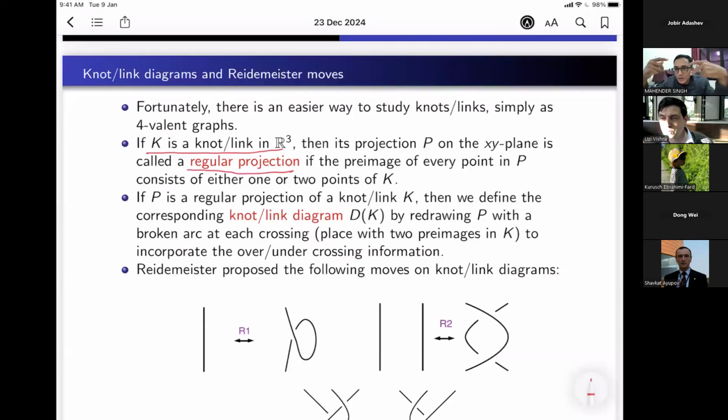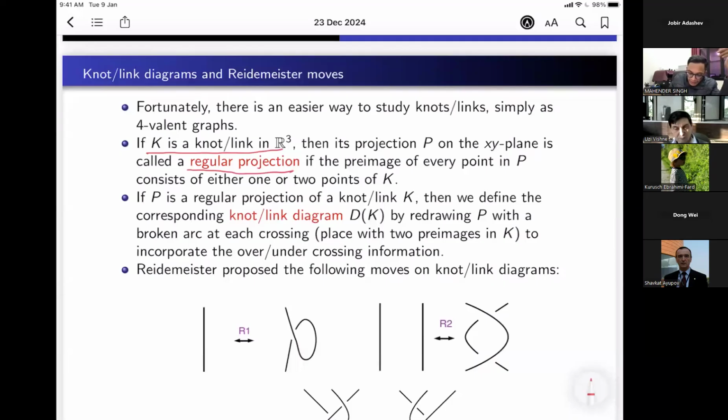Because as I said, in loose terms, 2 links are said to be equivalent if you can wiggle one and obtain the other. So every knot or link admits a regular projection. That is not a difficult thing to prove.